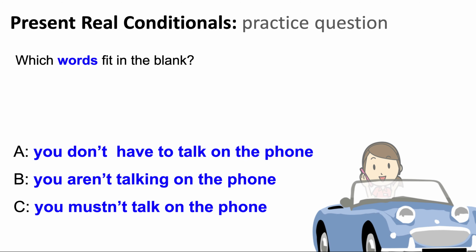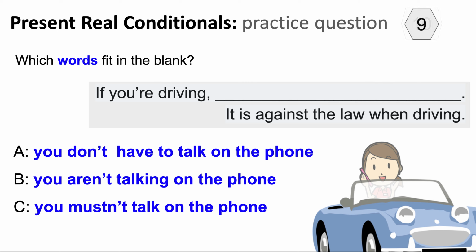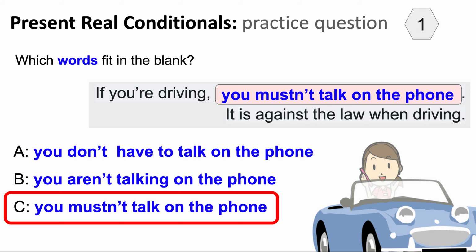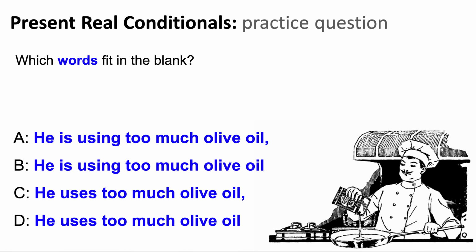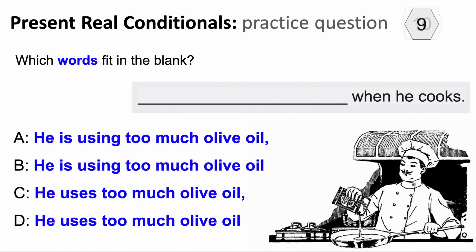Next. If you're driving, you mustn't talk on the phone. It is against the law when driving. Here we're talking about laws, so we use mustn't because it is a modal of prohibition.